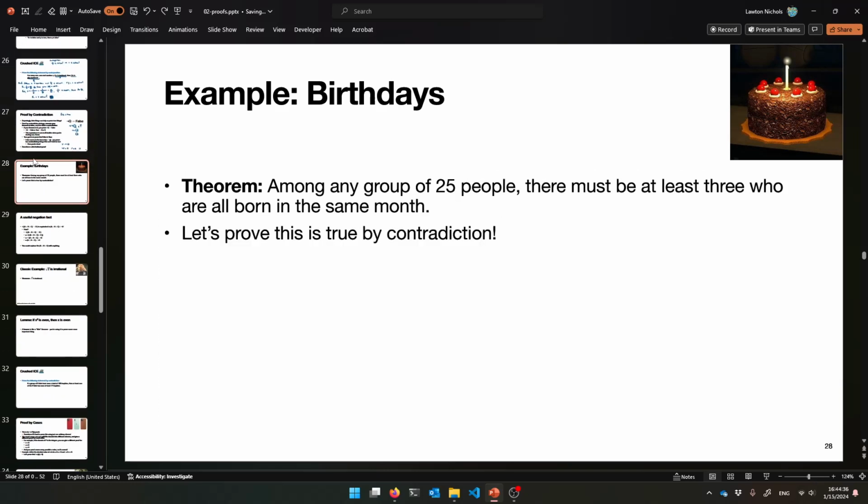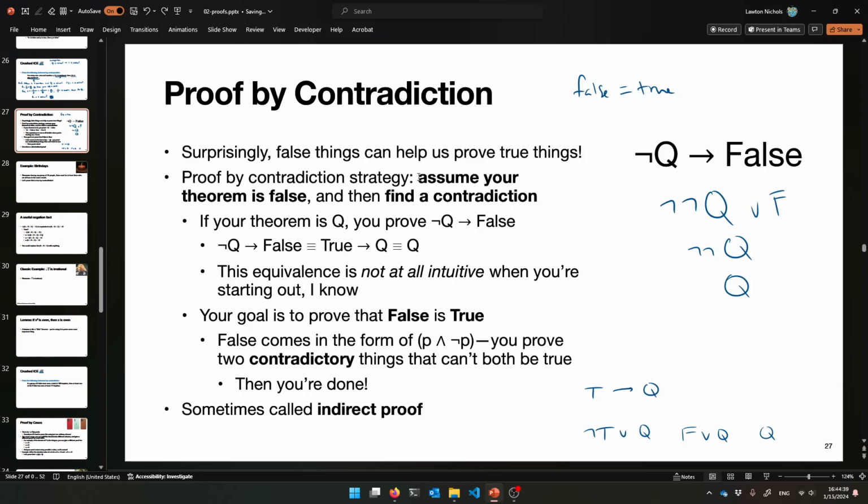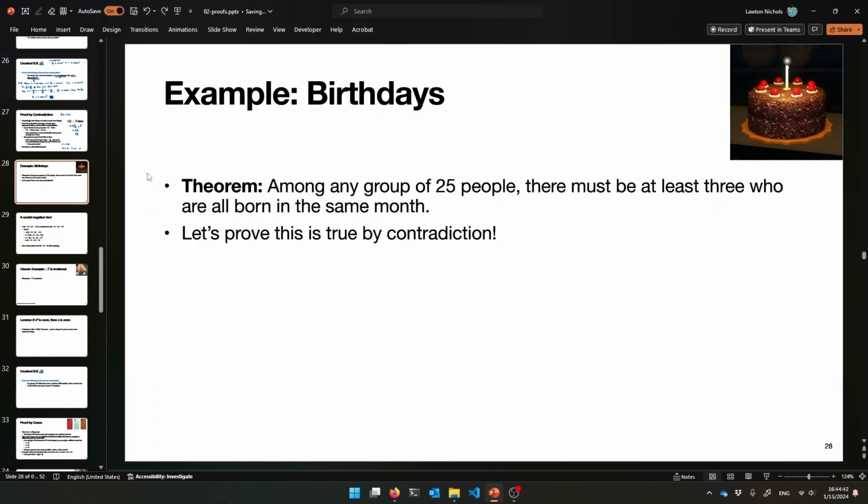Again, we're going to assume that the whole theorem is false, and then we're going to find a contradiction. First of all, what's the theorem? There must be at least 3 people who are all born in the same month. What's the negation of this? Let's say this: among any group of 25 people, there must be at least 3 people who are born in the same month. So it's trying to say there is a month, call it M, where it's got greater than or equal to 3 people born in it, in your group of 25. That's kind of the statement.